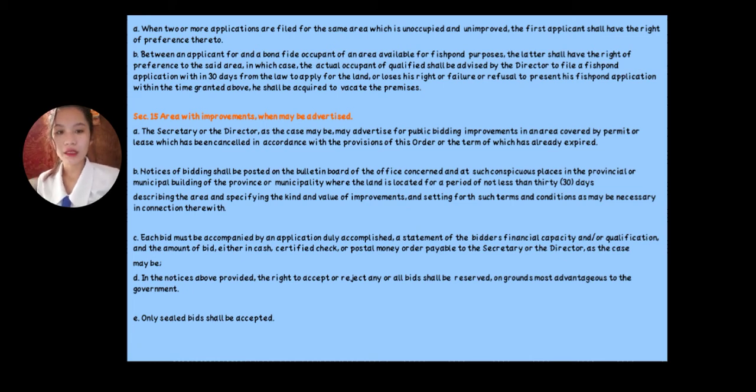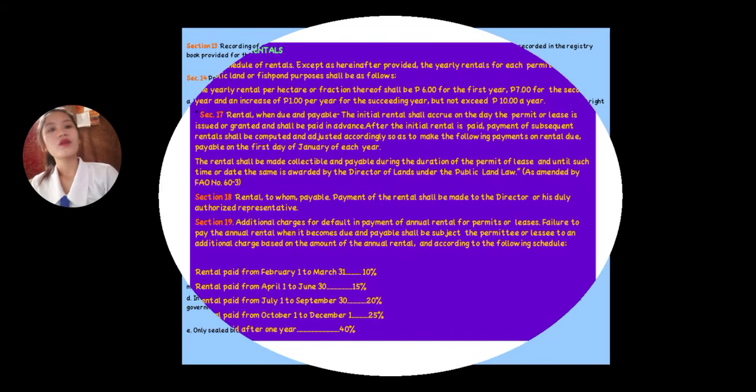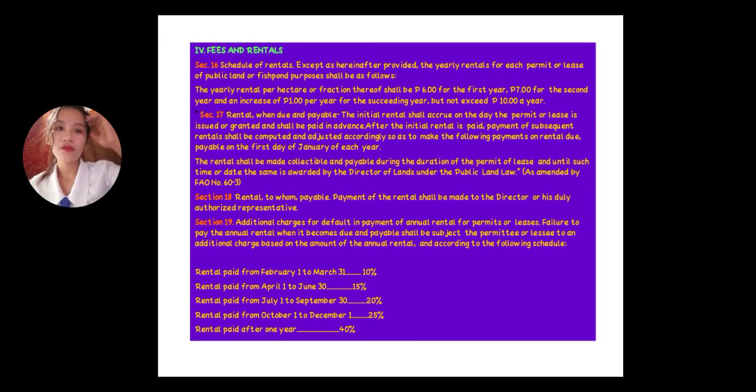So, letter D. In the notices above provided, the right to accept or reject any or all bids shall be reserved on grounds most advantageous to the government. So, tanan nga na-accept or na-reject, i-reserve na siya nga ang government maka-advantage. So, E. Only sealed bids shall be accepted. So kadtong mga na-sealed nga bids lang ang ma-accept. So sunod ta sa rental, sa bayad-bayad ug mag-rent.